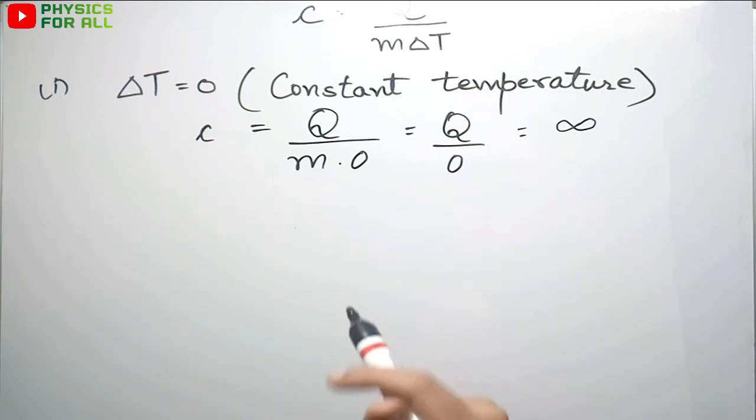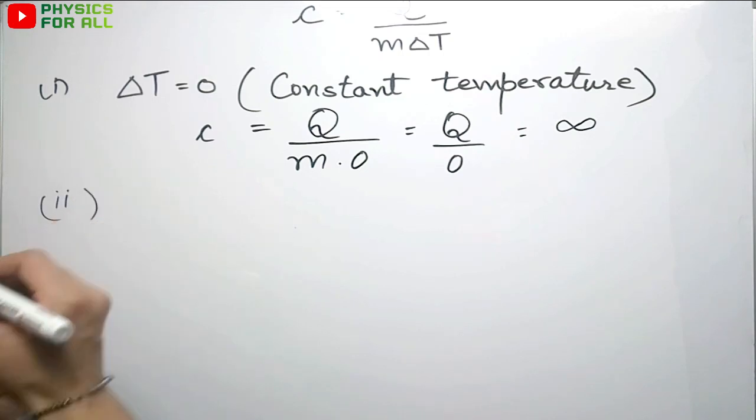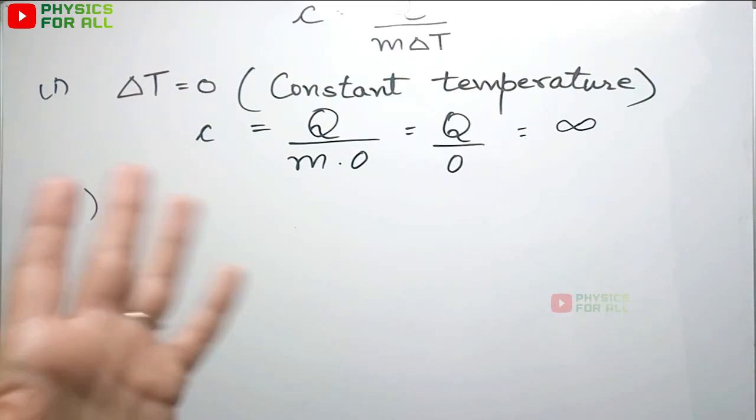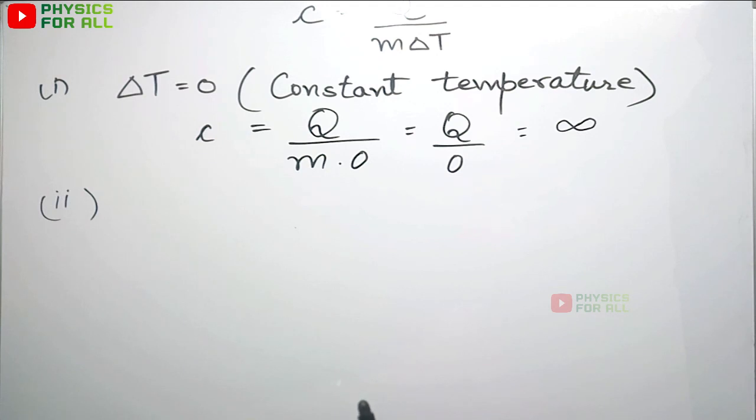And now the second condition. The second condition is, if the temperature of the substance changes without the transfer of heat. Something is happening, the substance is showing a change in temperature, but there is no transfer of heat. If you are taking a thermos flask, in that case we can say that transfer of heat is not possible. But still, if there is a change in the temperature of the substance, then what would happen to our specific heat capacity?